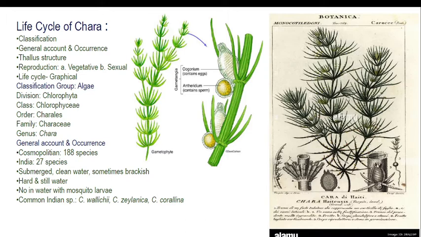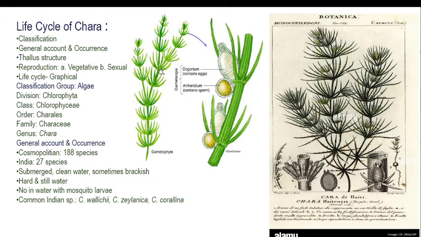These species are mainly found in submerged clean water, sometimes in brackish water. It possesses hard or still water. Sometimes they are present in water which possesses mosquito larvae. Some common Indian species are Chara wallichii, Chara zeylanica and Chara corallina.